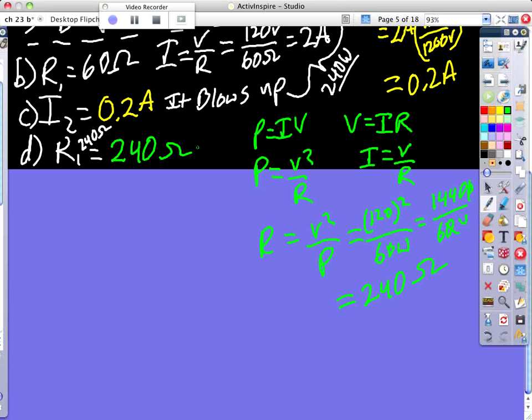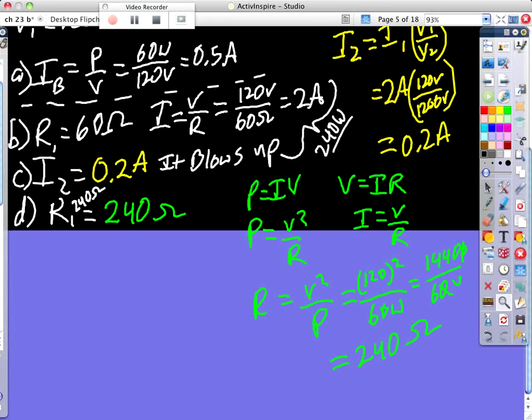Wait, where does the V squared come from? The voltage squared? Remember how with the equation P equals IV, if you use V equals IR, you can get 3 different equations? I squared R, IV, and V squared over R. Oh, it's just one of those. Yeah, it's just one of those.